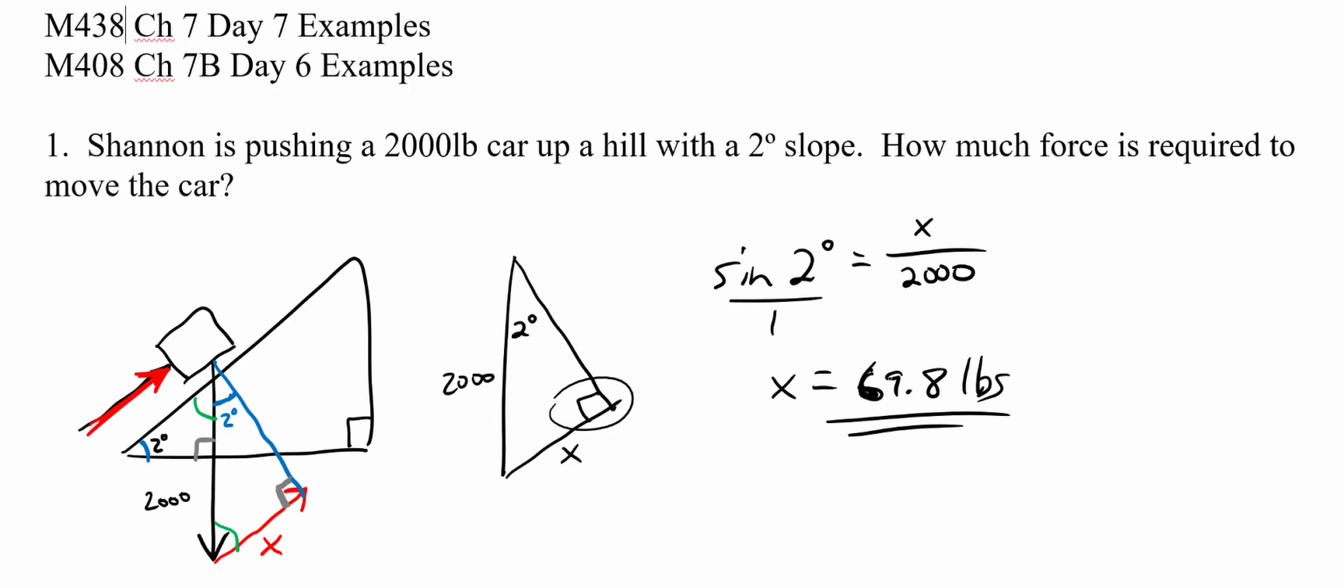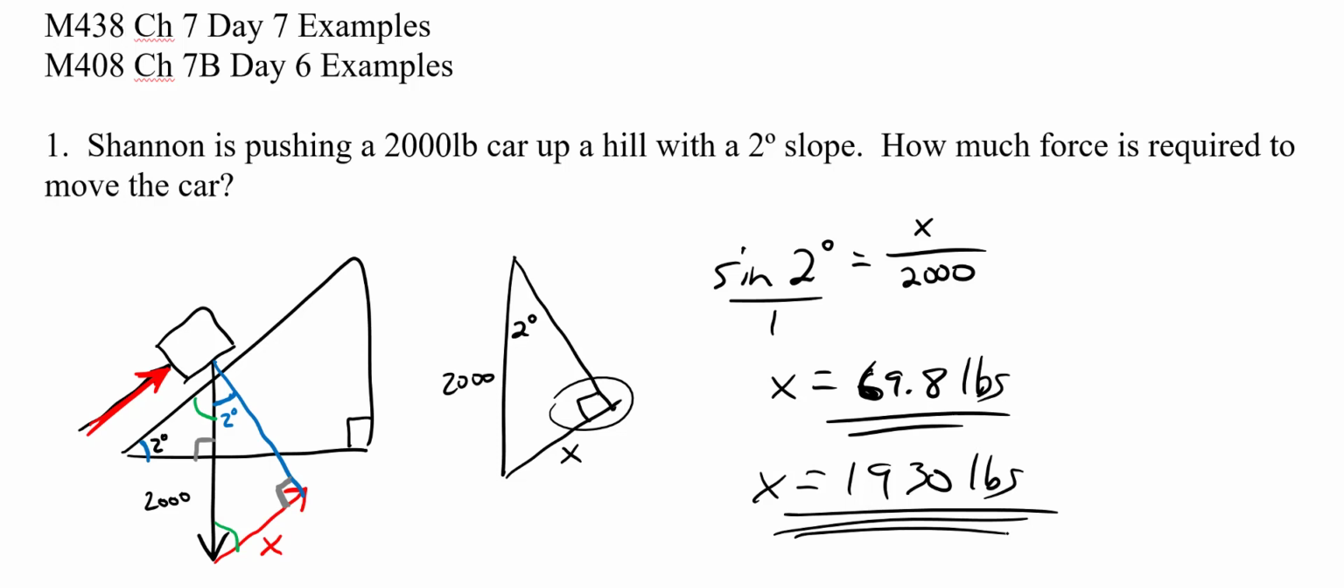69.8 pounds. All right, so here's the deal too. Let's say you messed up, and instead of putting the 2 degrees there, you put the 2 degrees down by the green, and you made that angle 88 degrees. This number would be an enormous number. You would get something like x is equal to 1,930 pounds. Okay, so guys, you're smart kids. Think a little bit logically. If Shannon's pushing a 2,000-pound car up a hill with only a 2-degree slope, do you think she really has to push 1,930 pounds? Probably not.